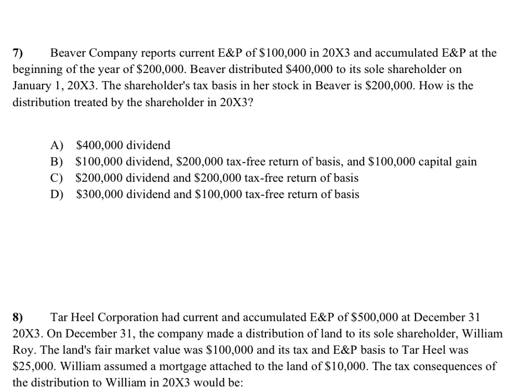So number 7 says, Beaver Company reports earnings and profits of $100,000 in year 3 and accumulated earnings and profits at the beginning of the year of $200,000. They distribute $400,000 to its sole shareholder at the beginning of the year. The shareholder's tax basis in her stock is $200,000. How is the distribution treated by the shareholder in 2003? All right, so take a look. I'll pause for a minute.